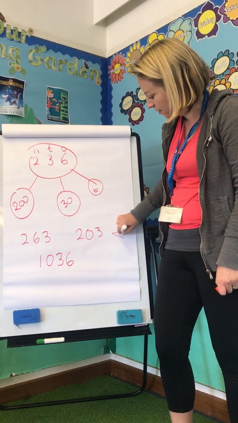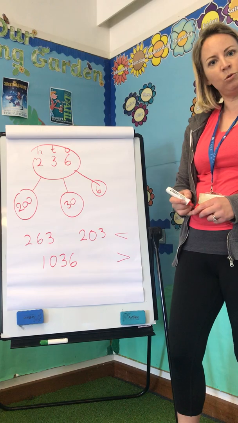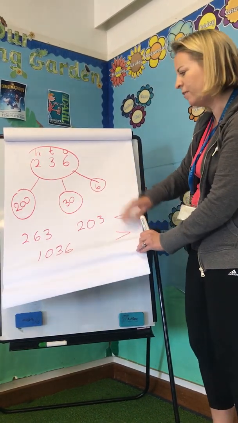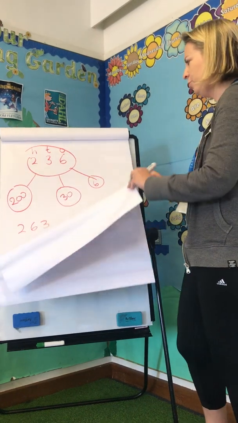You could do less than and more than arrows in between if you want to. So you've obviously had a go, you're whizzes at place value now, and this is something you can practice at home or if you're not too sure.